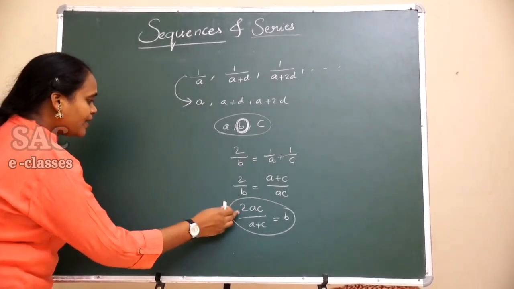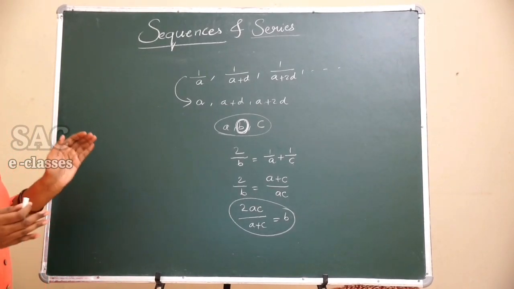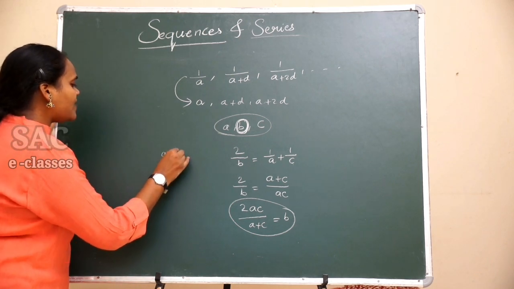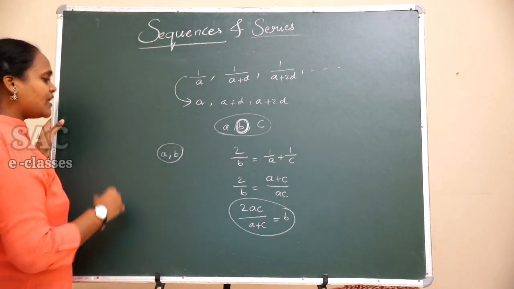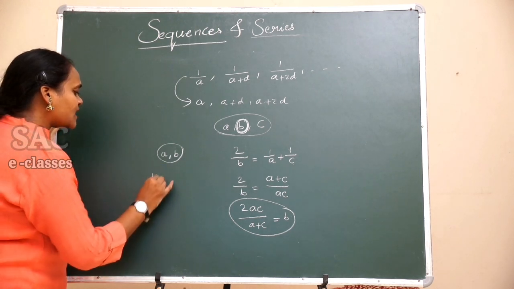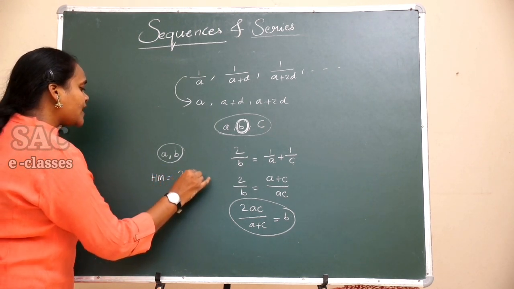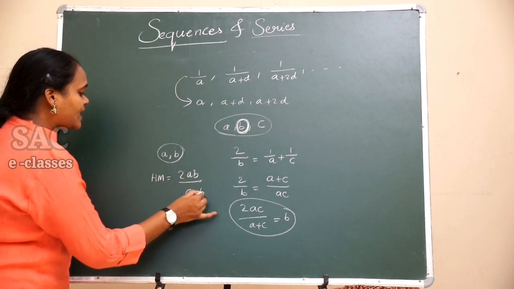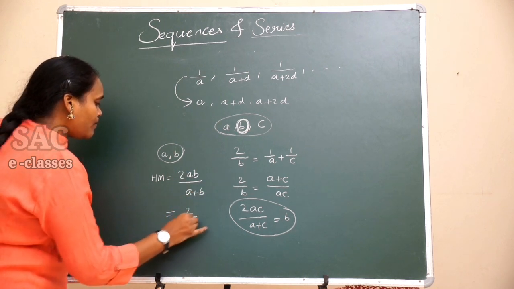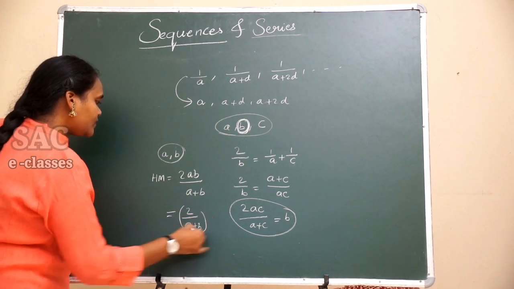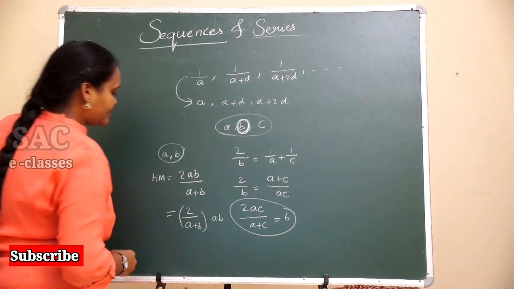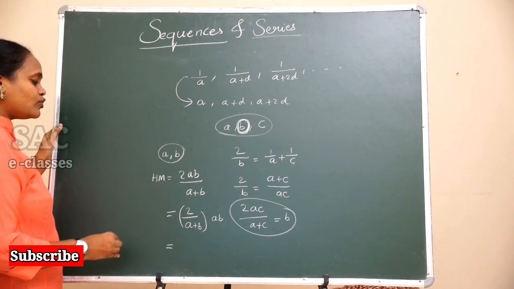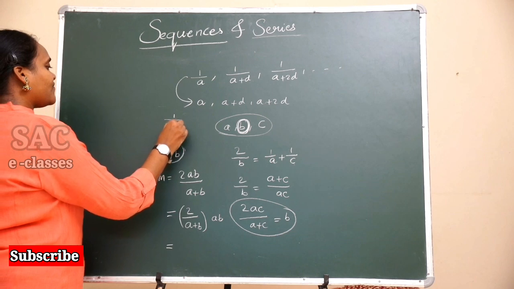By this we are going to write the relationship among all the means. If A, B are any two terms, their harmonic mean HM is equal to 2AB by A plus B. Let me express 2AB by A plus B as 2 by A plus B into AB. If you observe, 2 by A plus B is called the reciprocal of the arithmetic mean.